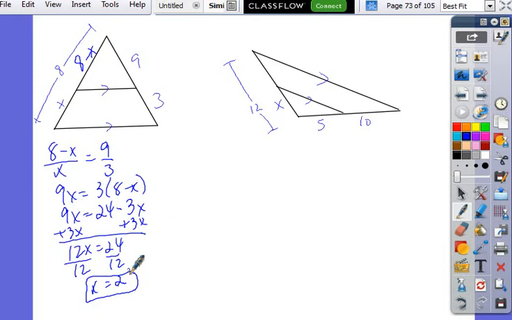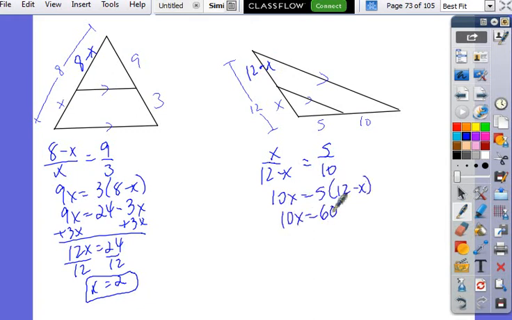On the second one, we got 12 minus x here. X over 12 minus x equals 5 over 10. So that'll work. 10x equals 5 times 12 minus x. And then it's 10x equals 60 minus 5x. And then 15x equals 60 and x equals 4.